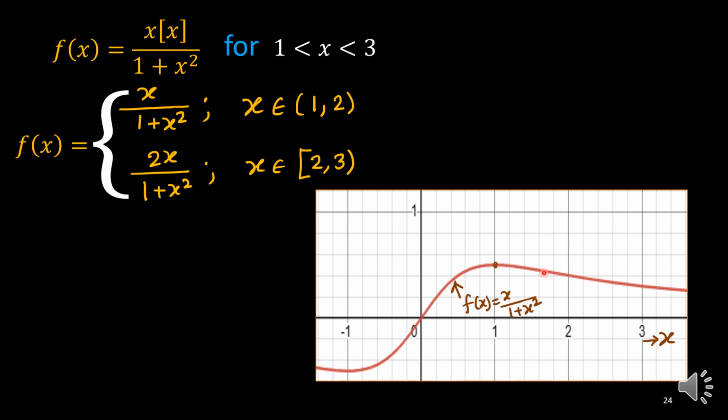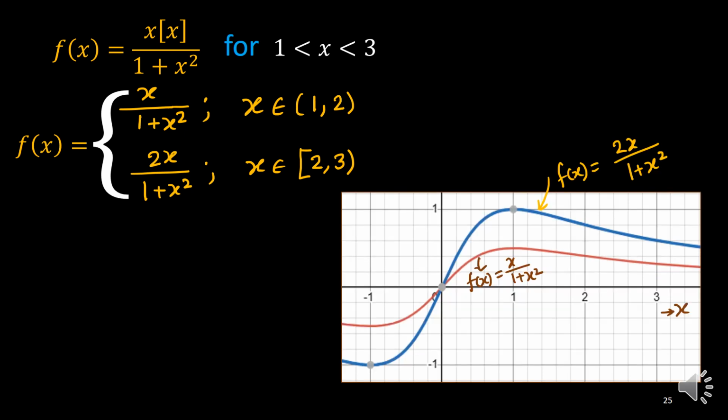Okay, from here to here. Now for the second part, this one is simply 2 times that. So this is 2x slope. It will grow up to 1, and beyond that it will decrease.